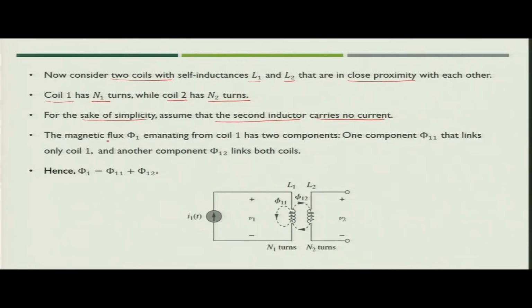Now, the magnetic flux phi 1 coming from coil 1 will have two components. One component links only coil 1. If you see the magnetic flux generated in this coil, it has phi 11 which is linked to only coil 1, and another component phi 12 which links the second coil also. So, you can say the total flux phi 1 is nothing but a combination of phi 11 plus phi 12.